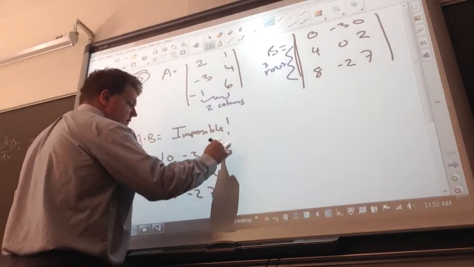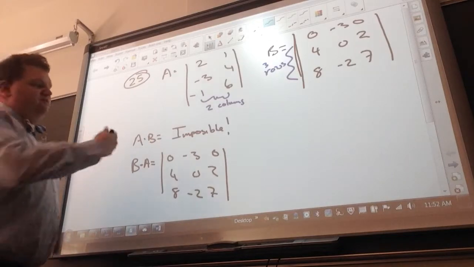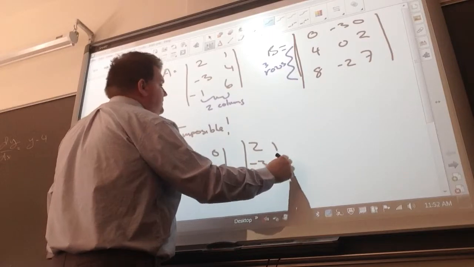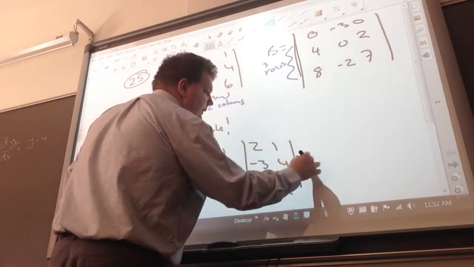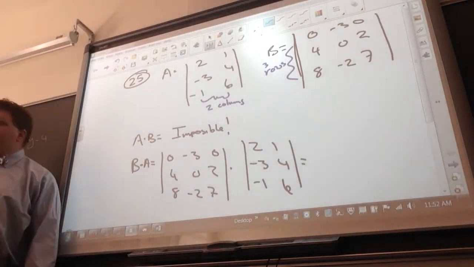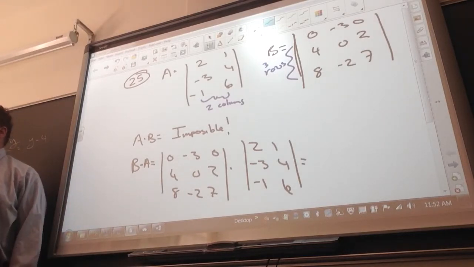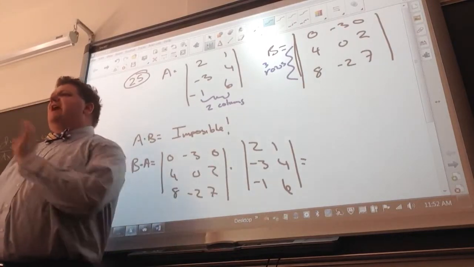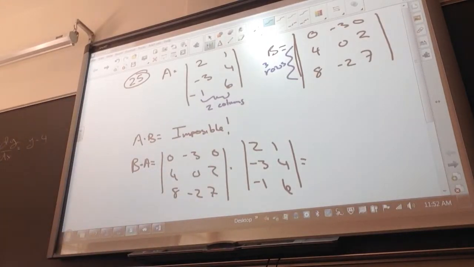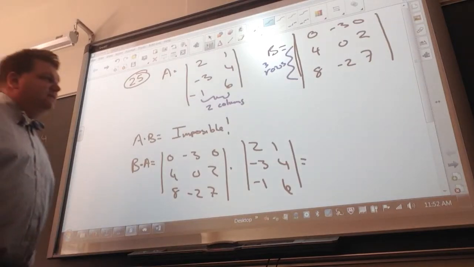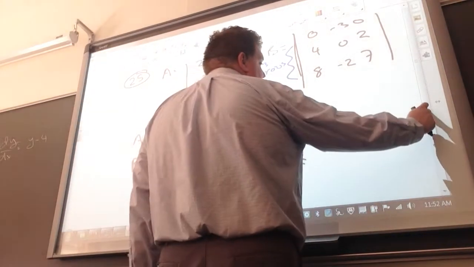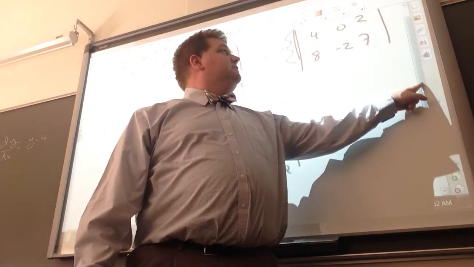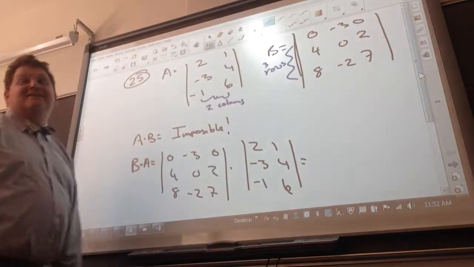So were we supposed to do B times A? No, I'm just carrying this to the next, because this is a great problem to show all these principles. If I were to flip them around, can I do them now? Yes. I have 3 columns and 3 rows. That means these can be multiplied together. And so just as good practice, let's go ahead and actually multiply these things together by hand.